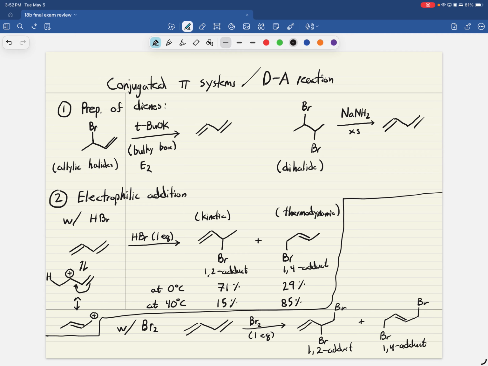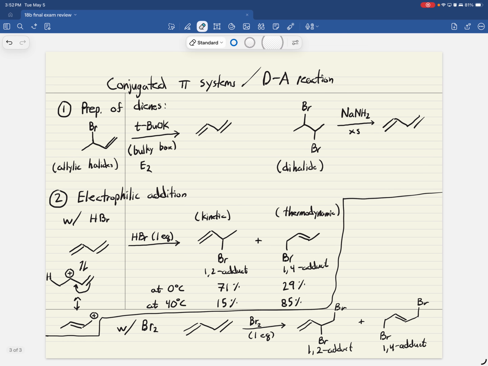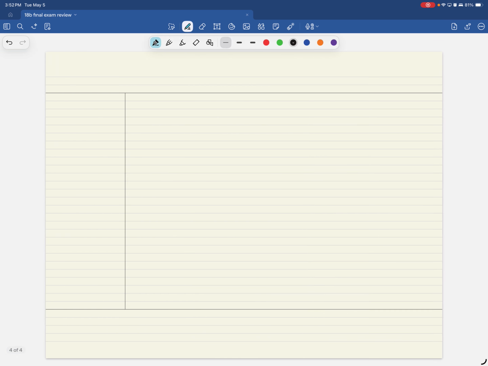All right, so I'm going to put a new page here. I'm not going to fit Diels-Alder on here. All right, Diels-Alder. So this is still part of conjugate pi system. So Diels-Alder reaction, number 3.